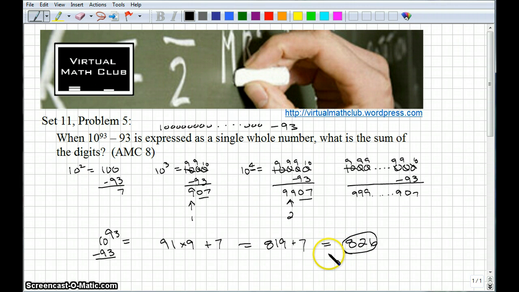All right? So there you go. Just look for a pattern as you increase the power of the exponent on 10, and you'll figure it out.